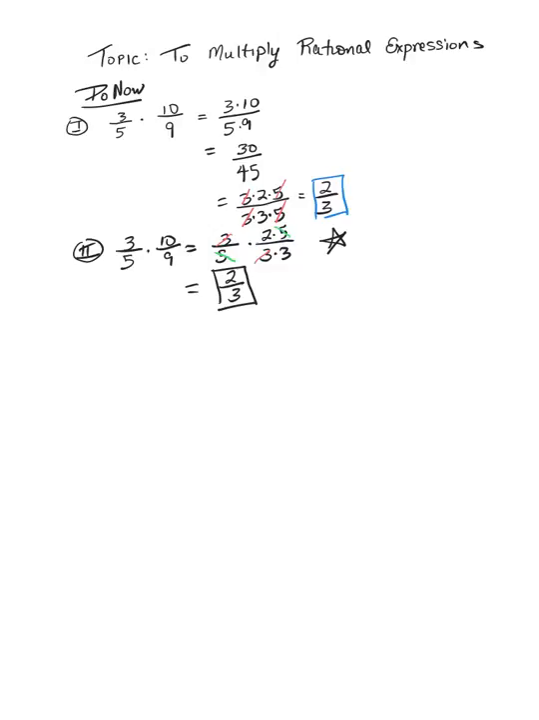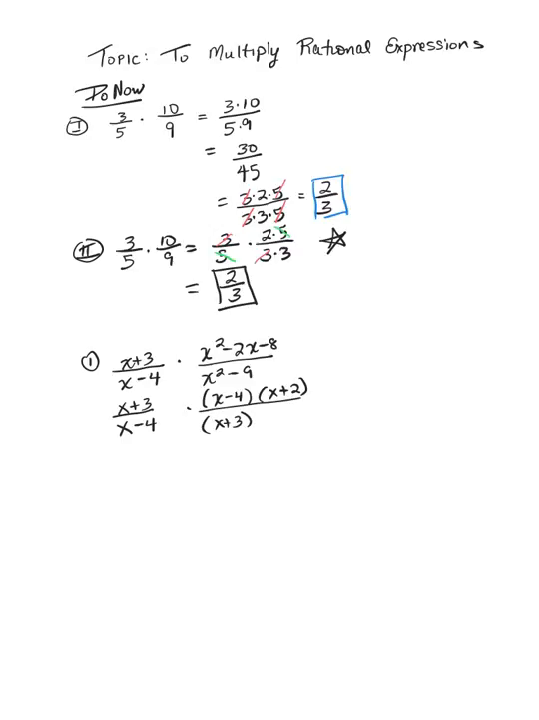And we do the same for rational expressions like this one. Let's say we have x plus 3 over x minus 4 times x squared minus 2x minus 8, all divided by x squared minus 9. So if we use method 2, this first fraction, there's really nothing to factor, but in the second fraction, we could factor the numerator into x minus 4 times x plus 2, and the x squared minus 9 is just x plus 3 times x minus 3.